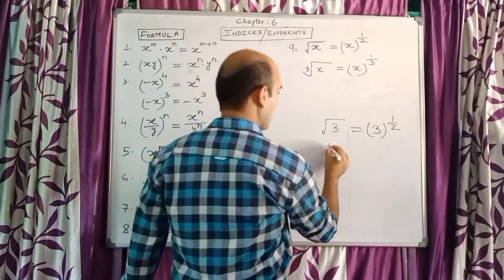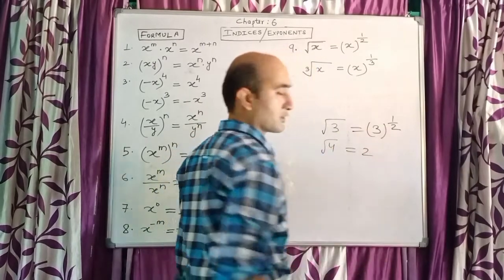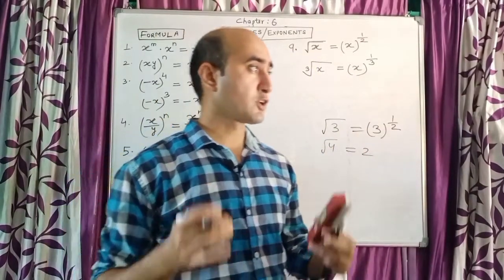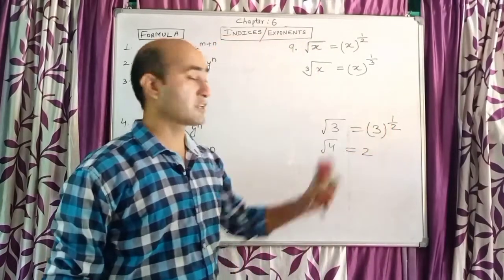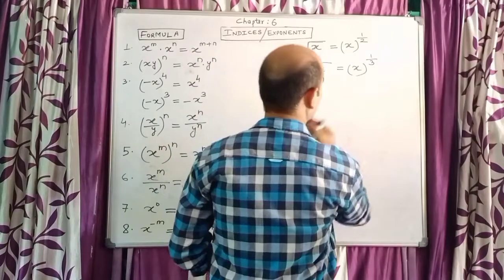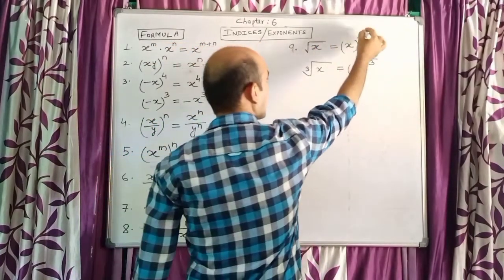But if you have root 4, then don't apply this formula. Root 4 is actually 2. So for the known values, the known roots, you write the value, but for the unknown one, you can do it this way. Next, this is cube root. This was square root, so you did 1 by 2.